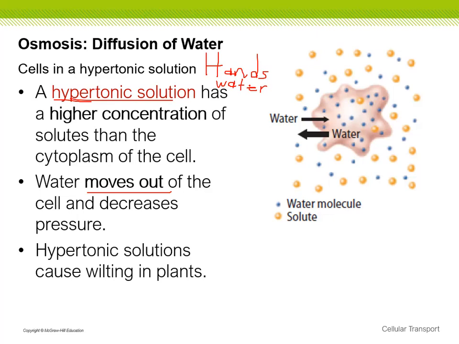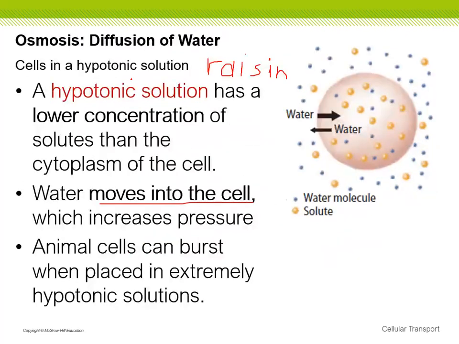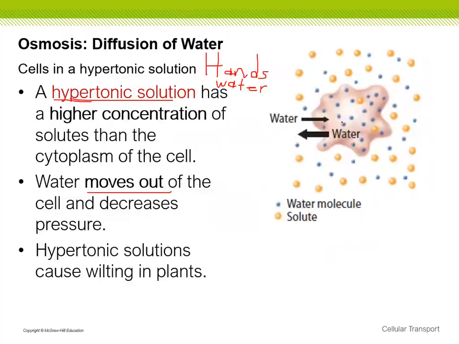Everyone done? Okay, so those are the three, right? Isotonic, the water's the same. Hypotonic, it's like a raisin, water goes in. Hypertonic, it's like your hands in water, water exits it.